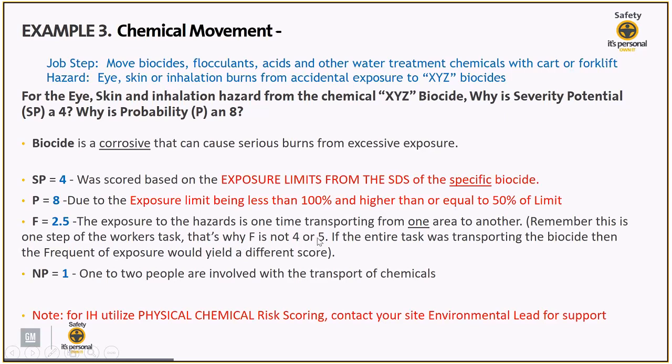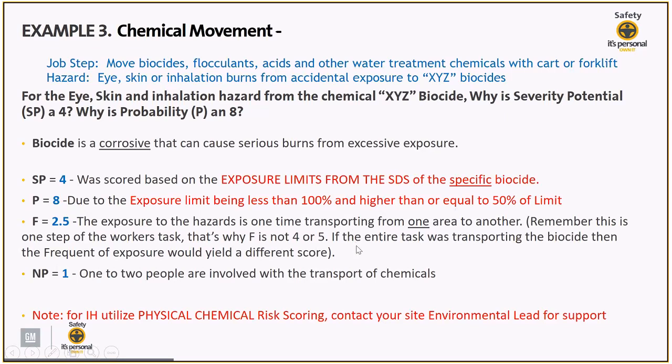If the entire task for the worker were to transport the biocide, then the frequency of exposure would yield a different score. So keep in mind the difference between a task and a step, right? This is just one part of their job. It's not their entire job, which is why this was 2.5. And if their entire job or task was to just move chemicals all day, then this number would absolutely be a 5. Number of people exposed is 1 to 2 who are transporting the chemicals.